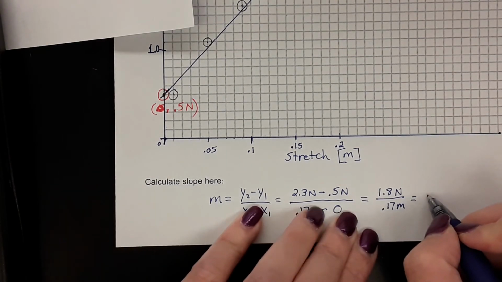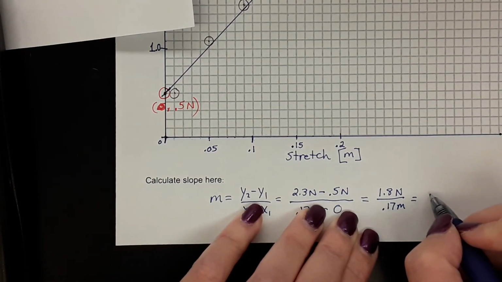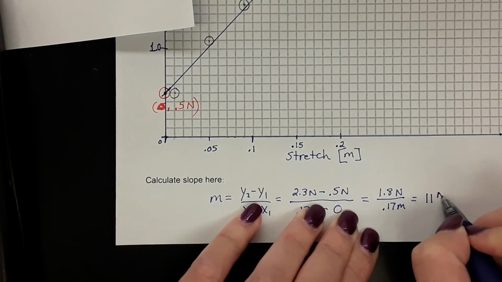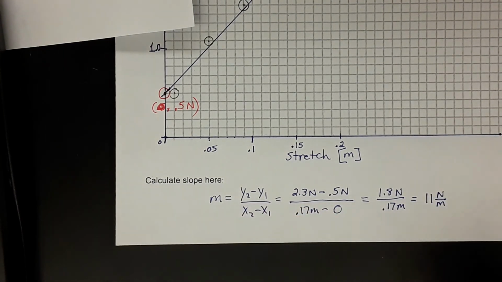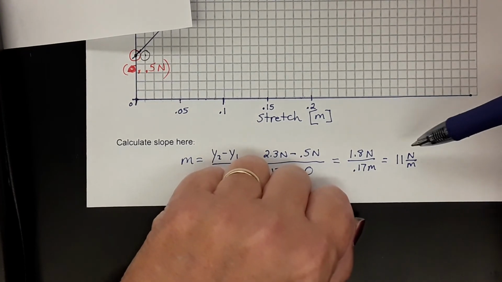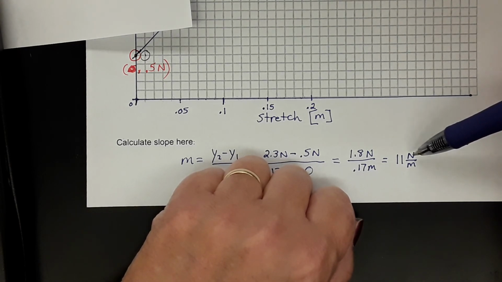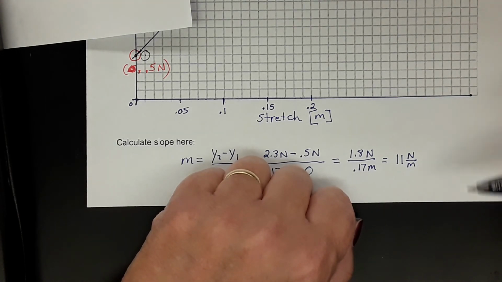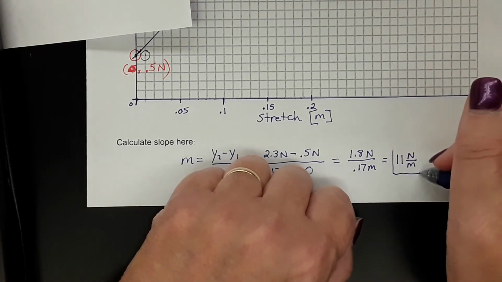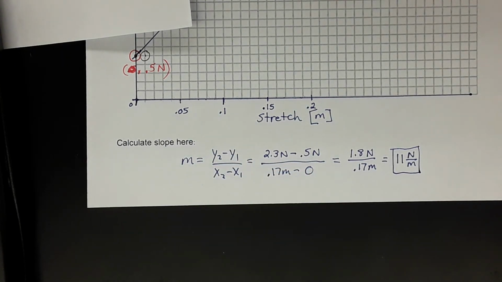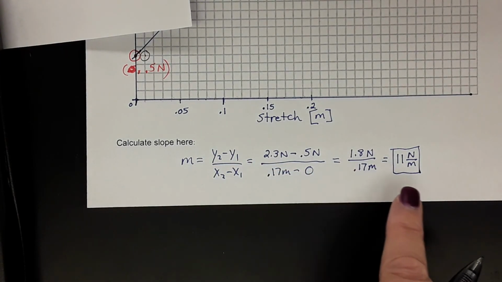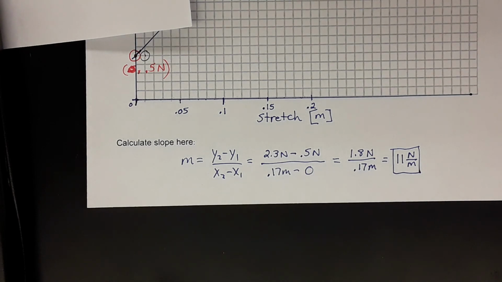And the value I get, if we round to 2 sig figs, is 11 newtons per meter. Here's what that means for us. This is saying that to stretch the spring 1 entire meter, you would need 11 newtons of force. 11 newtons per meter of stretch. That has physical meaning that we can understand. This makes no sense. So always divide out your slope, okay?